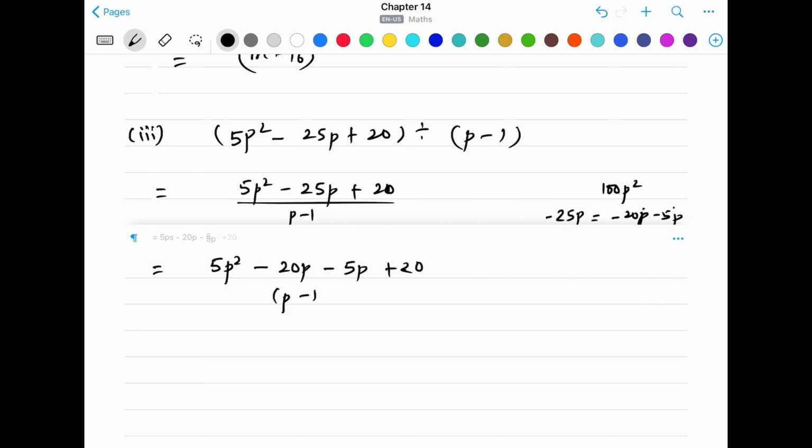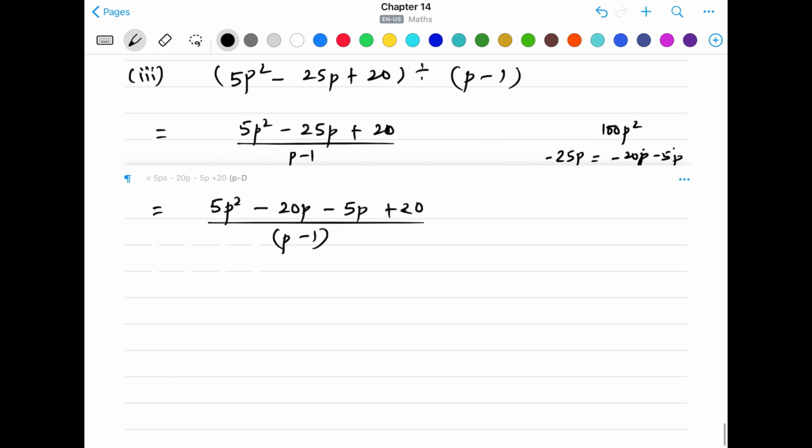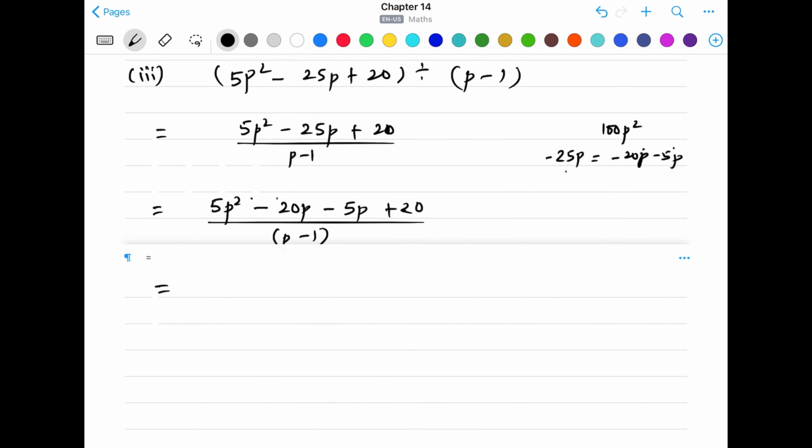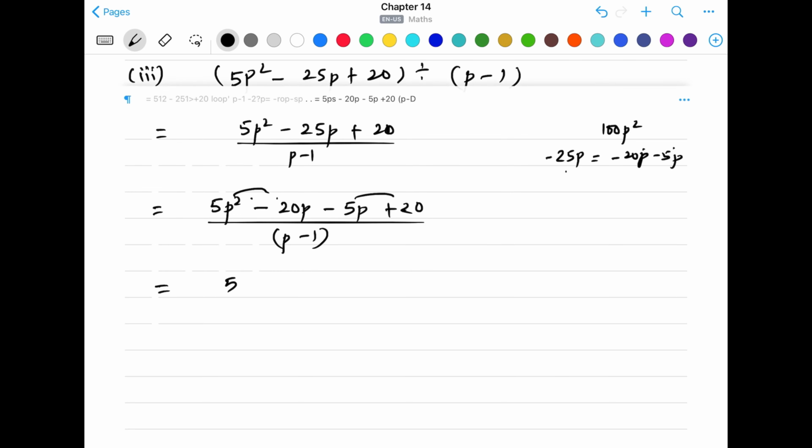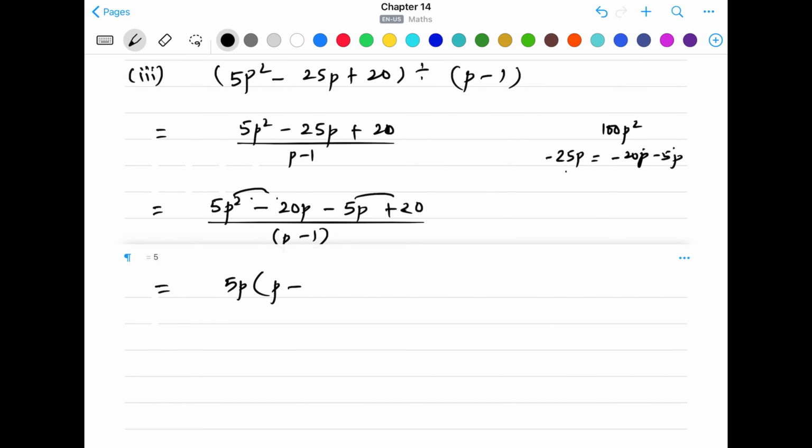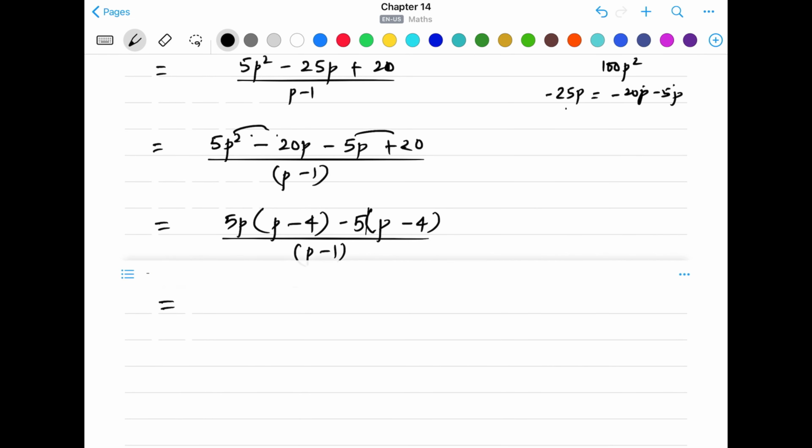and then it is divided by p minus 1. Okay, so this will be taking 5p common from the first pair. Okay, taking 5p common, we'll be left with p minus 4. From the second pair we'll take minus 5 common, so we're left with p minus 4. Okay, which is to be divided by p minus 1. Okay, so now after taking p minus 4 common, we're left with 5p minus 5, which is divided by p minus 1.